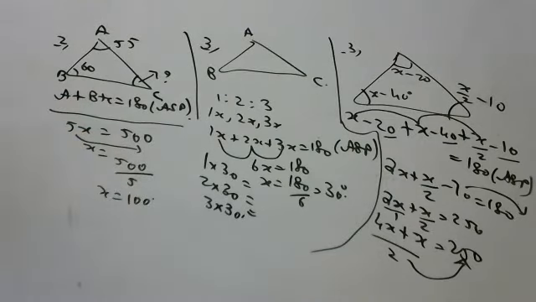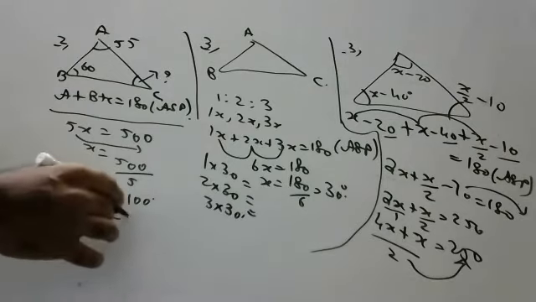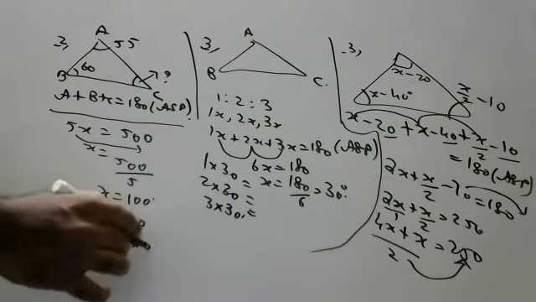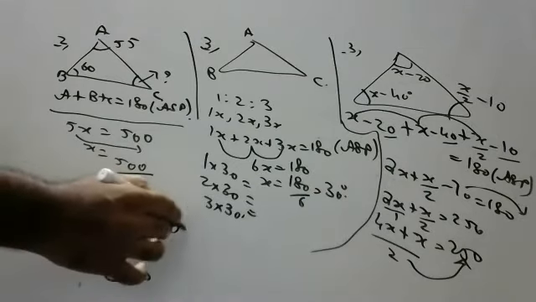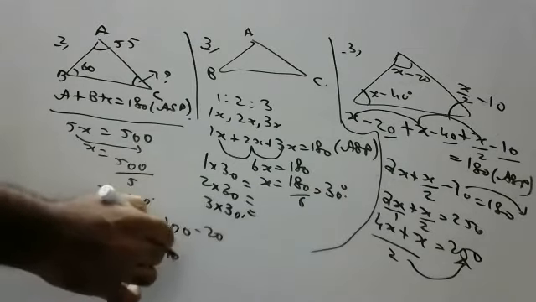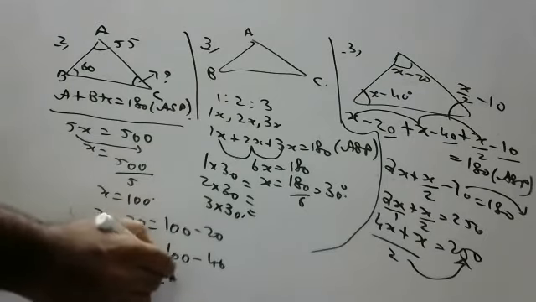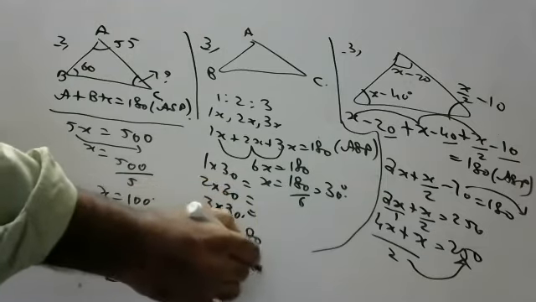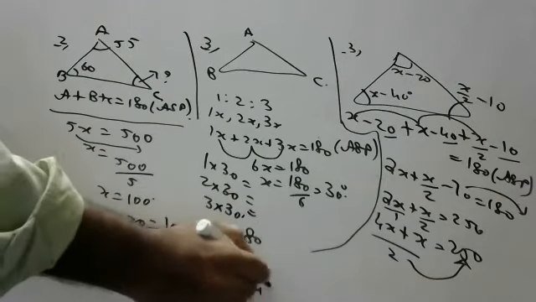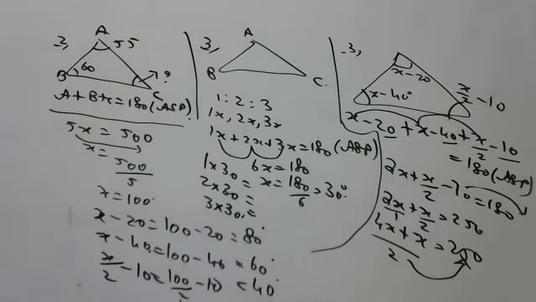So if x is equal to 100, each angle you should find out. One is x minus 20, one is x minus 40, one is x by 2 minus 10. So 100 minus 20 is 80, 100 minus 40 is 60, and 100 by 2 is 50, minus 10 is 40 degrees. Like this you should do, children. It's very, very easy sums.